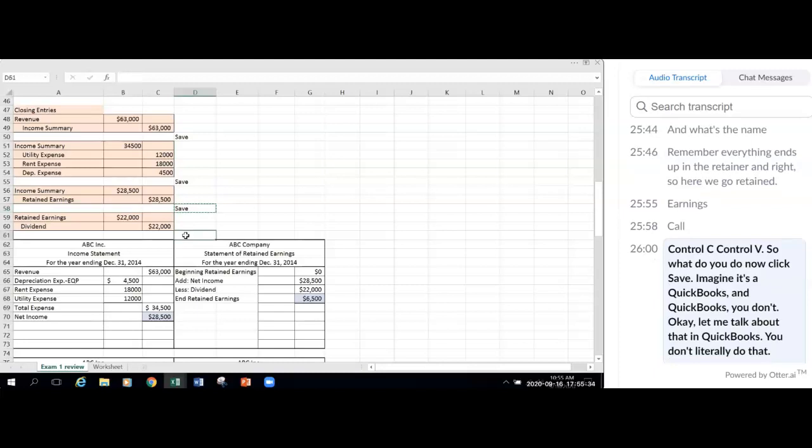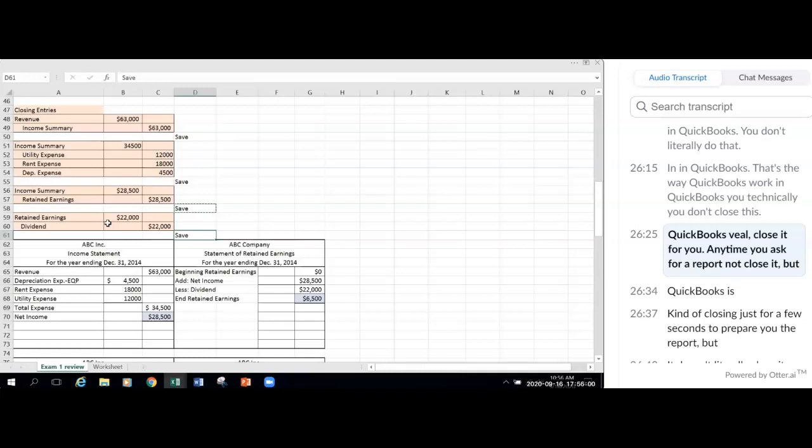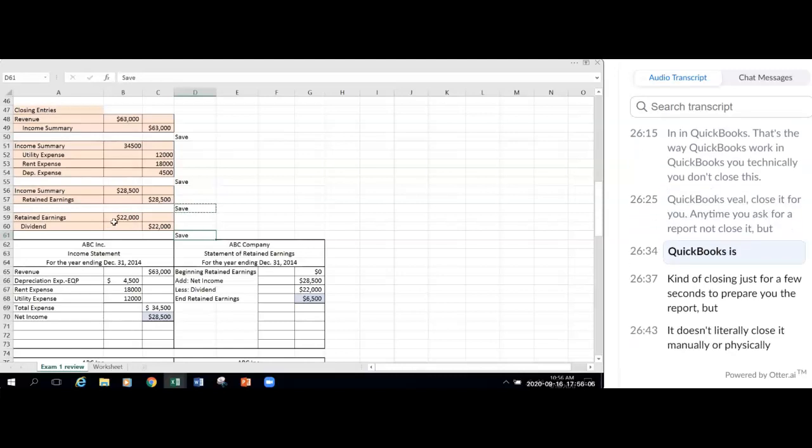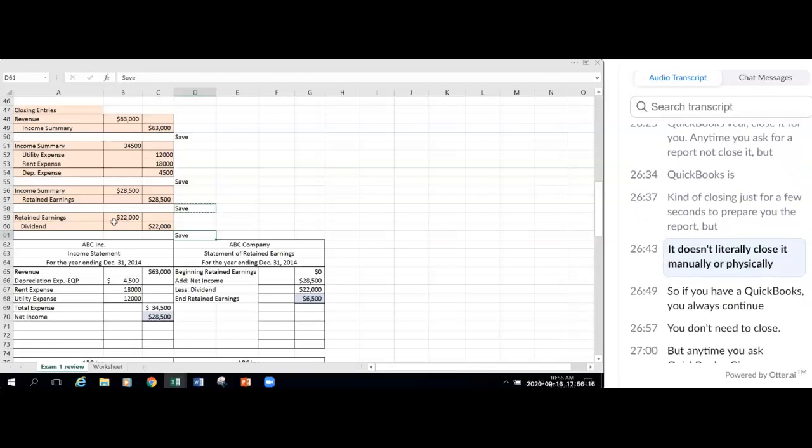Control C, Control V. So what do you do now? Click Save. Imagine it's QuickBooks. In QuickBooks, you don't literally do that. That's the way QuickBooks works. In QuickBooks, you don't close this. QuickBooks will close it for you anytime you ask for a report. Not close it, but QuickBooks is kind of closing just for a few seconds to prepare the report for you. But it doesn't literally close it manually or physically.